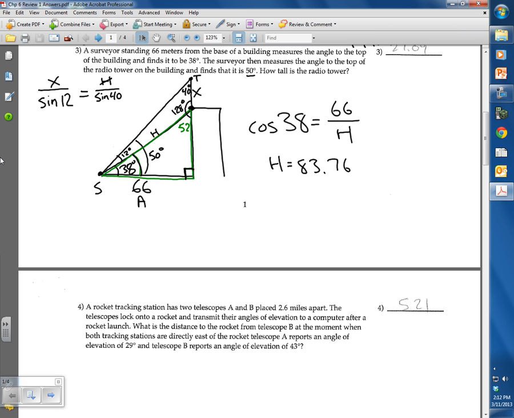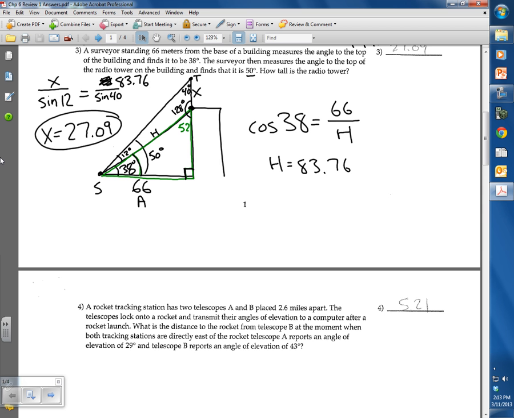So we'll come back over here and plug it in for h, 83.76. And let's cross multiply here. Divide that by sine of 40. Times it by the sine of 12. And we end up with x equal to 27.09.